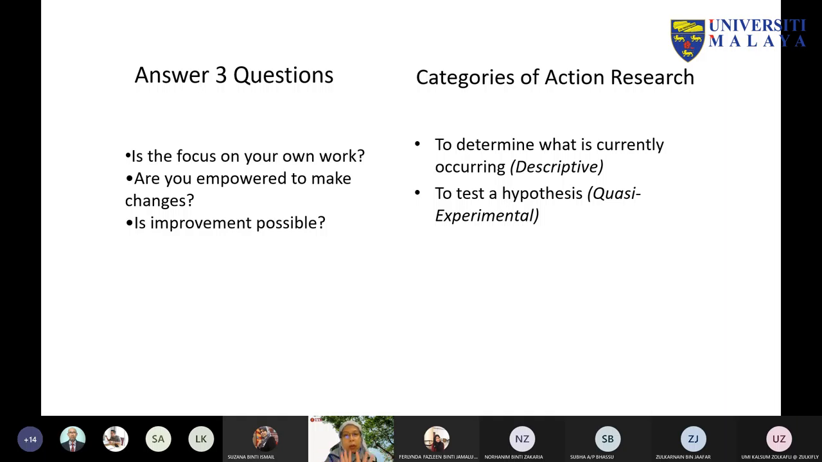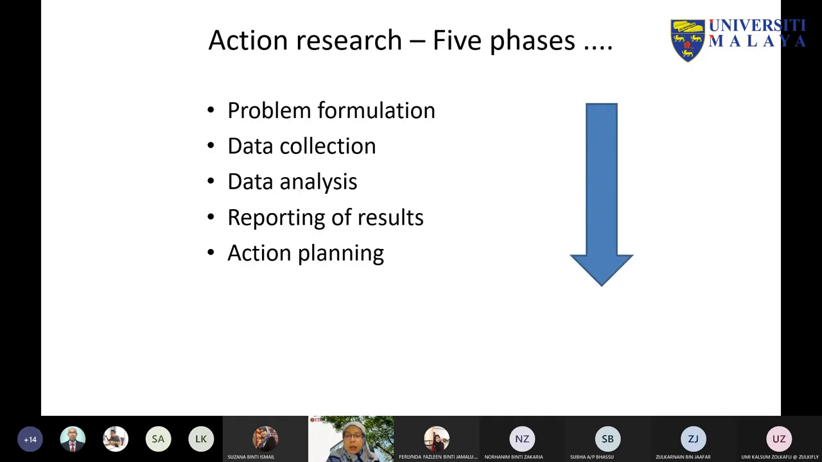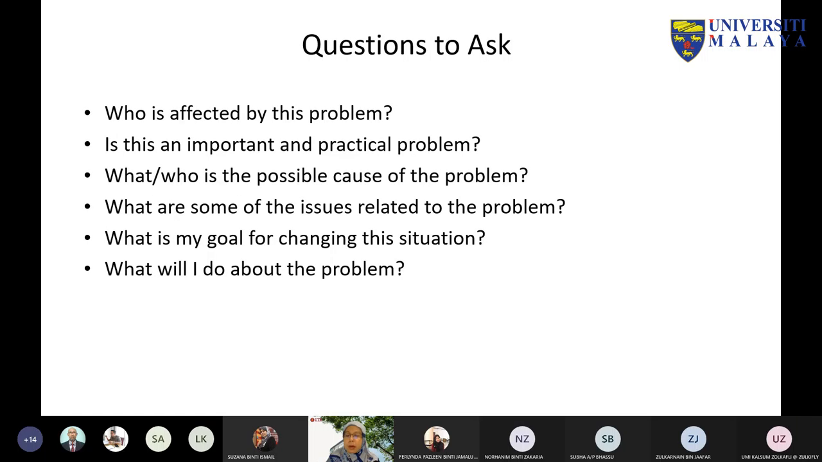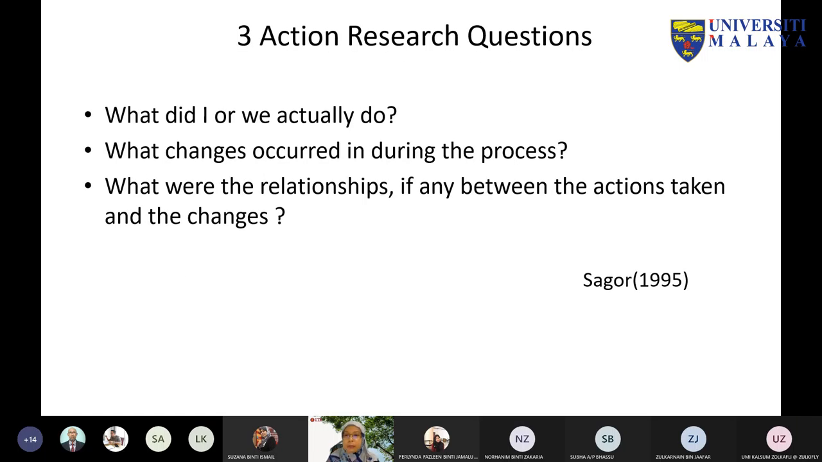That's why usually education, learner, teacher, educator, they do action research. They call it descriptive or quasi experimental. Okay, I'll just give you a brief. I don't really know much about action research, but I know what is different between the other approaches. Same with other approaches: problem formulation, data collection. I don't want to repeat the same thing. All our approaches have those components.